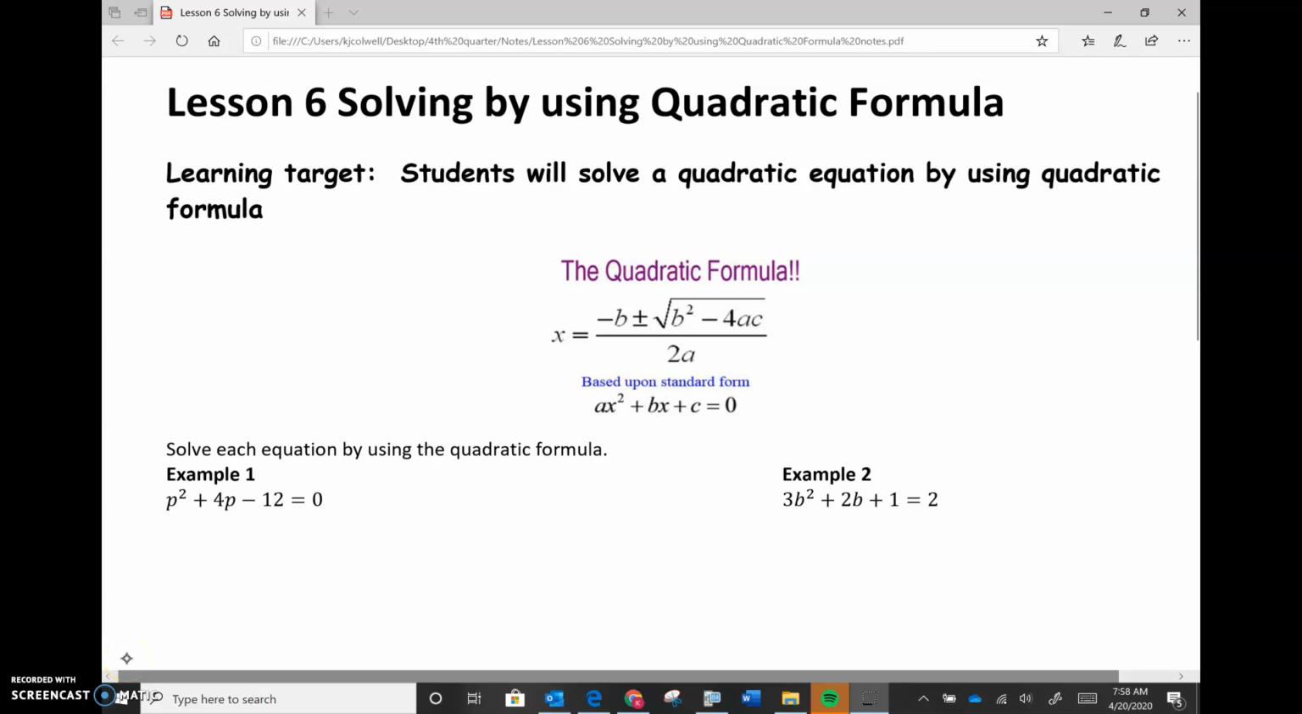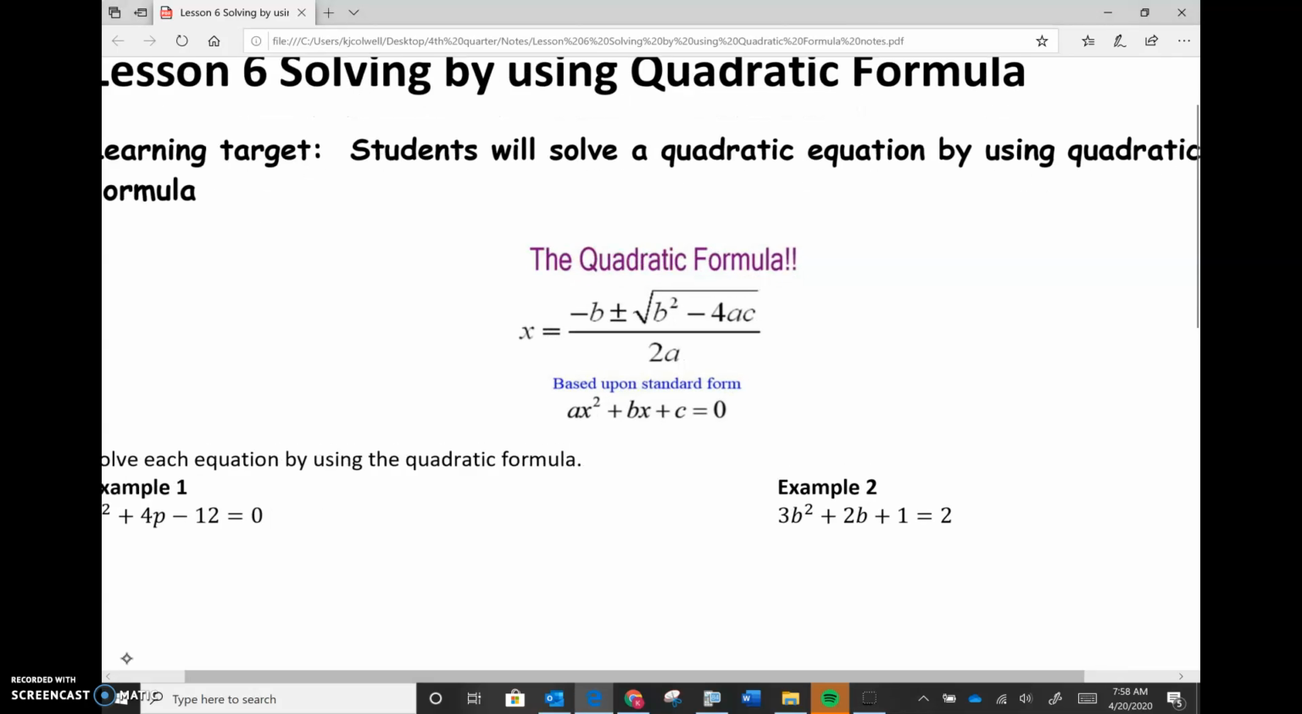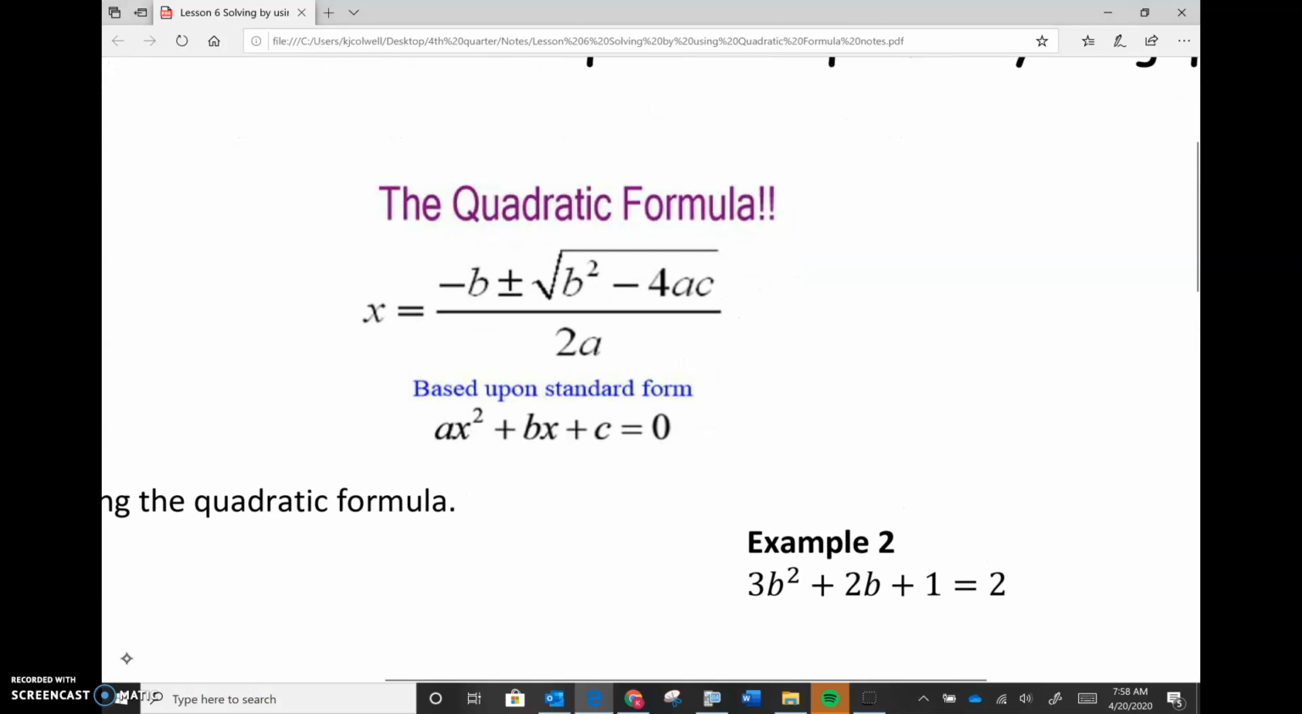Welcome back. Lesson 6, solving by using the quadratic formula. So first of all, remember the quadratic formula. Hopefully everybody remembers this formula.